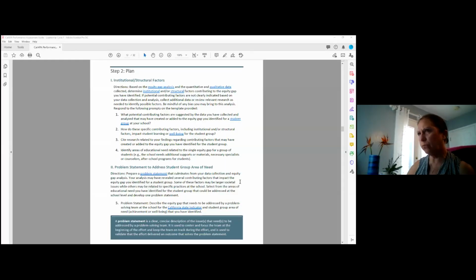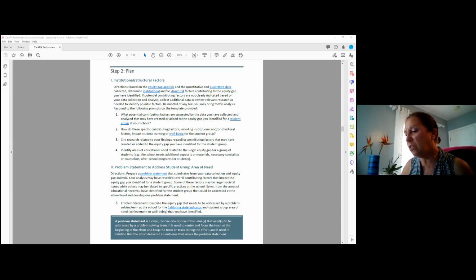Step 2 is planning. So in step 1, they've done their investigation, they've looked at their data sources, they've considered what the data is telling them, and they're moving here into step 2. The first step in step 2, plan, is institutional and structural factors. The directions to the candidate speak to the equity gap that they've identified and the quantitative and qualitative data they have collected. And the candidate is asked to determine institutional and/or structural factors that could be contributing to the equity gap they identified.